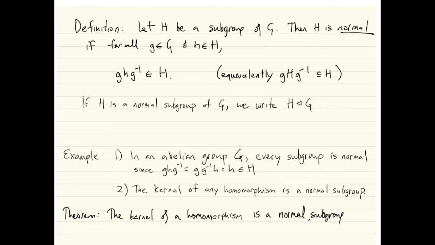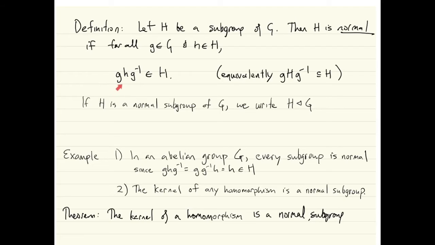So let G be a group and H be a subgroup of G. Then H is normal, or a normal subgroup, if for all elements g in the group G and h in the subgroup H, this strange combination g h g inverse is also in H. Equivalently, g H g inverse is a subset of the subgroup H.